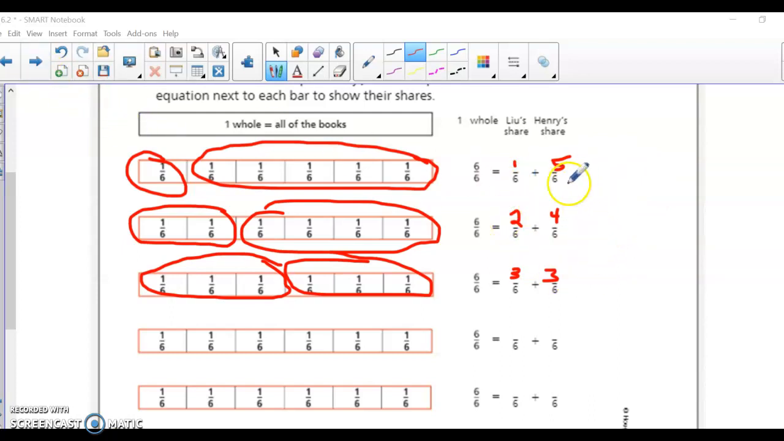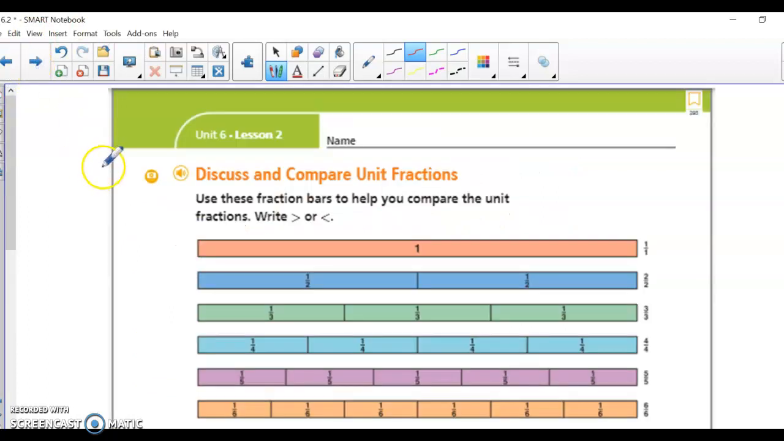Now, instead of adding up to 5, though, because there's 6 equal pieces, 1 plus 5 is 6, 2 plus 4 is 6, 3 plus 3 is 6. Okay? Think about why that's happening.